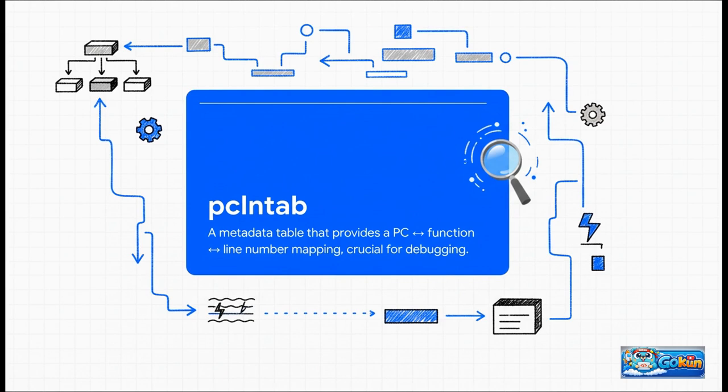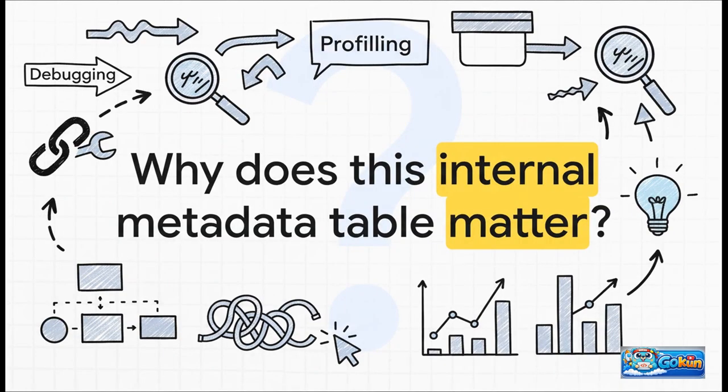I know, it sounds super obscure, right? But what it is, essentially, is a map. It's a map that connects the low-level machine instructions all the way back to the human-readable function names and line numbers in your original source code. So what, right? Why should you care about some internal metadata table with a funny name? Well, because without it, trying to debug or profile a Go program would be an absolute nightmare.